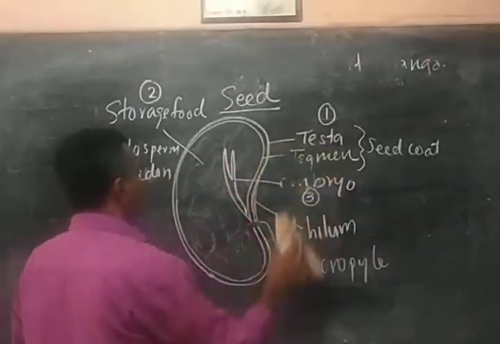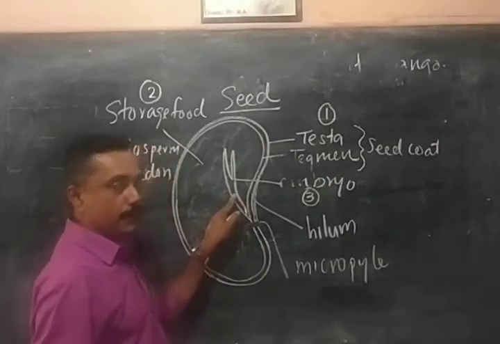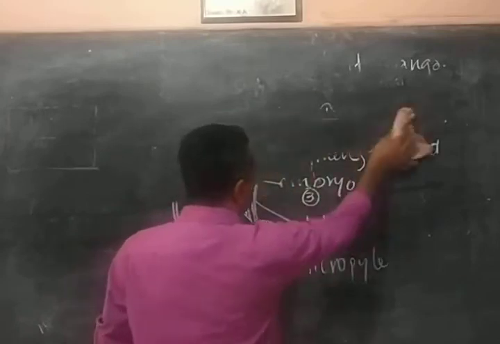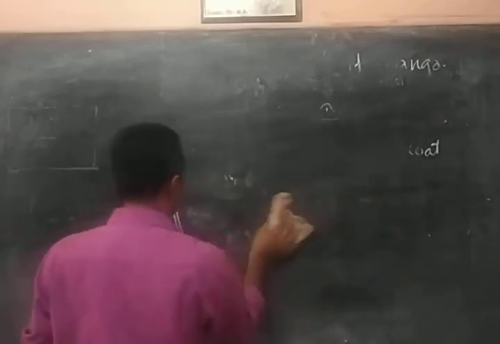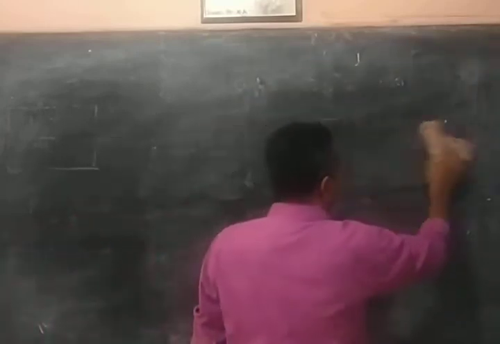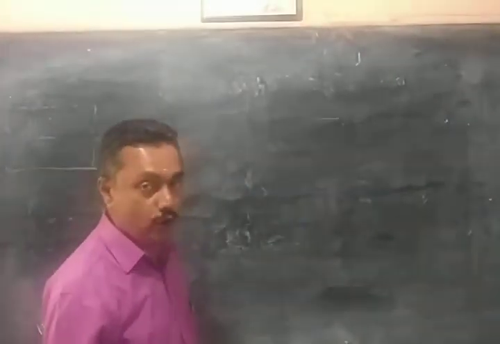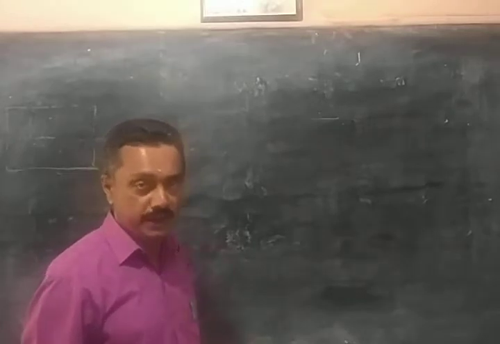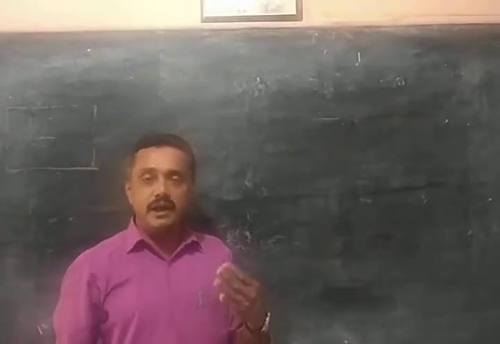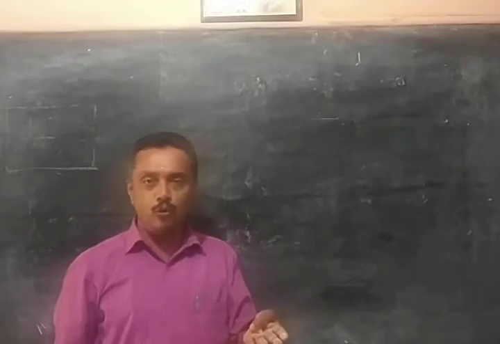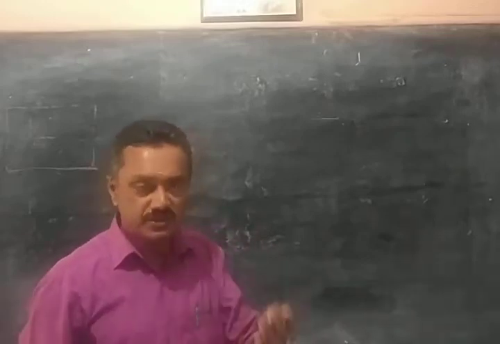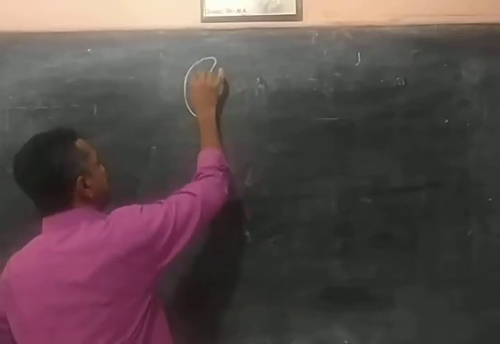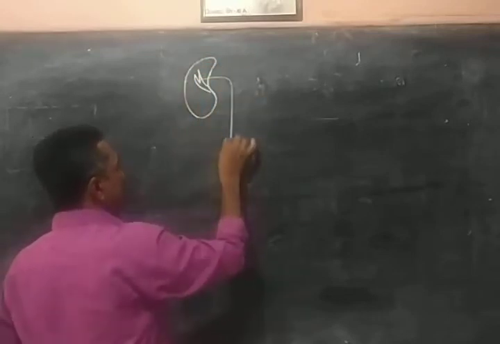And next I am drawing the structure of this embryo. This embryo structure is very important. See, structure of the embryo. I will first of all give the dicot embryo, then the monocot embryo. Dicot: beans or gram or tamarind or mango. This is the structure of the seed, and inside there is the embryo. I am drawing the structure of this embryo here.